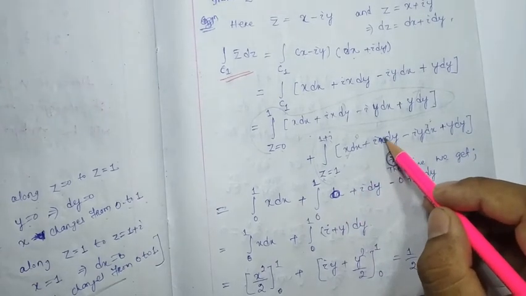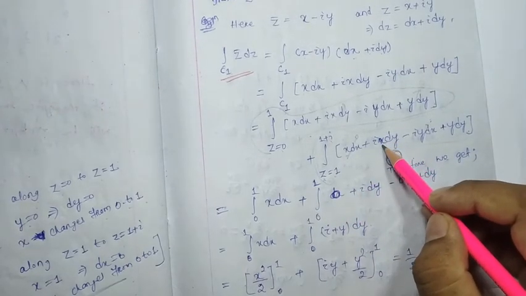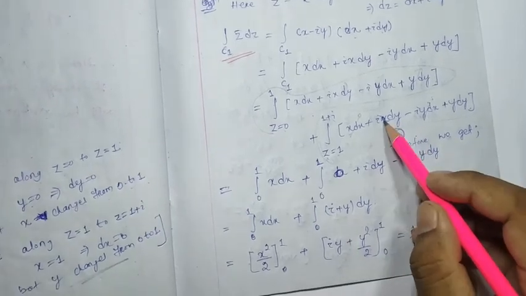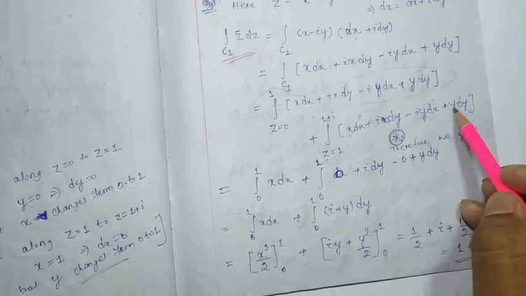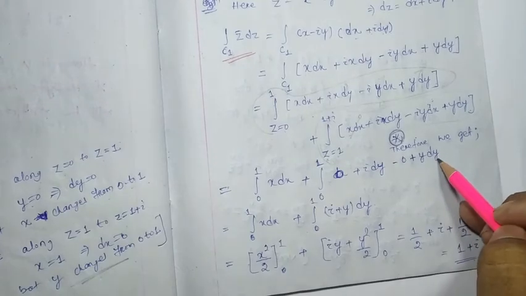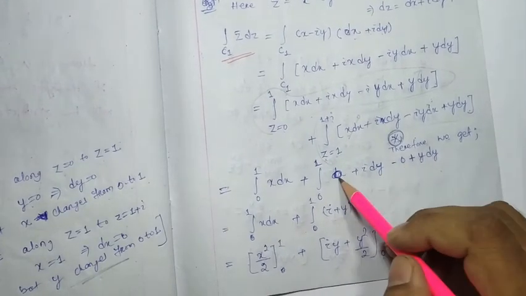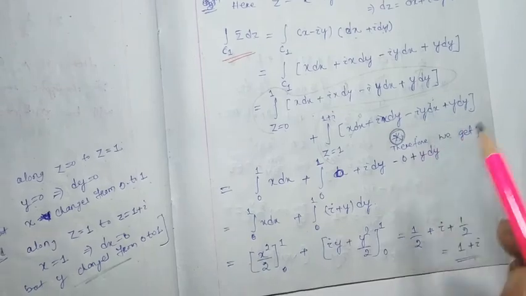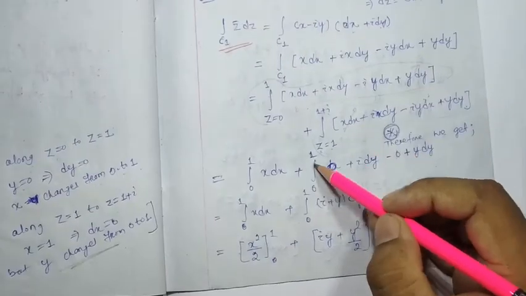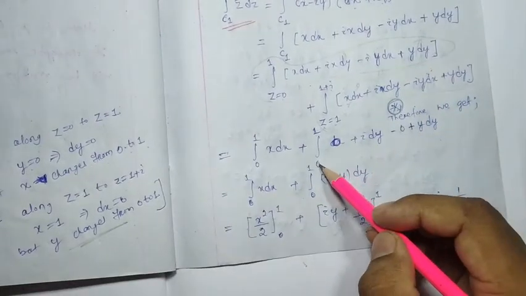Here x can be put as 1, so it will be i dy, and this term will be y dy. These two terms are going to be 0 because dx is there. So the limit will be 0 to 1, since y changes from 0 to 1.